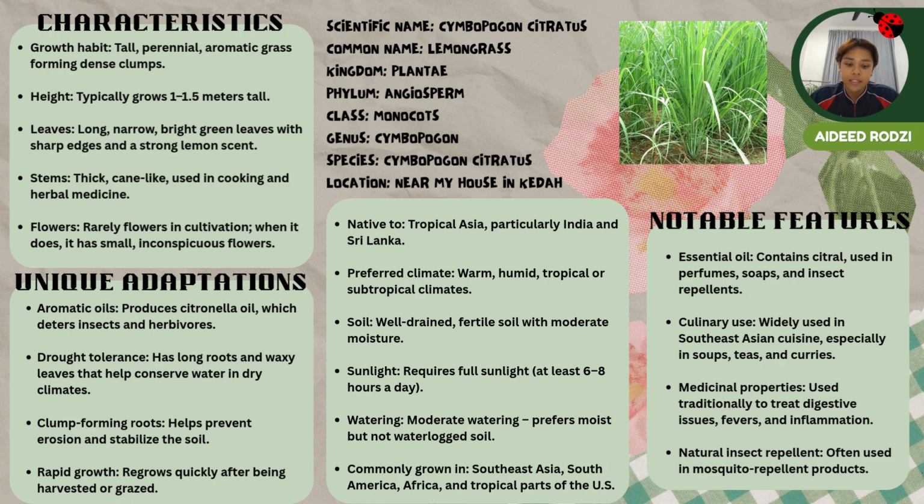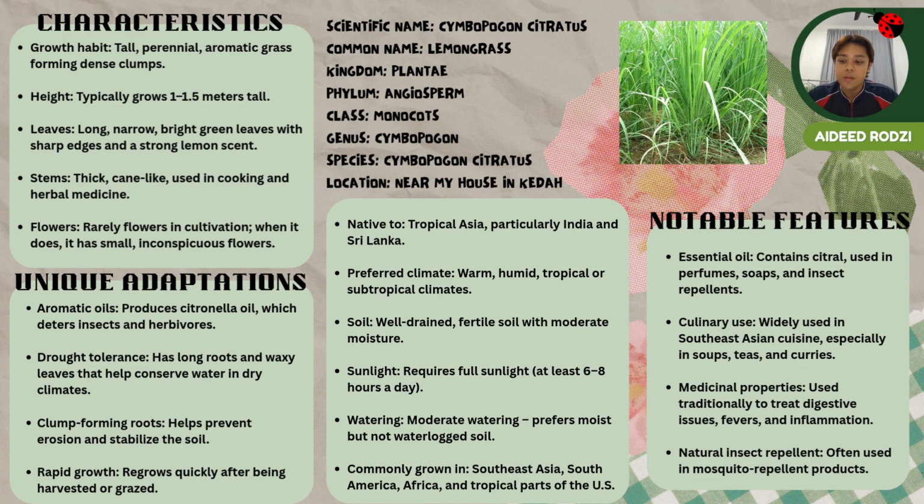Moderate watering is needed, prefers moist but not waterlogged soil, commonly grown in Southeast Asia, South America, Africa, and tropical parts of the United States. Characteristic of this plant for growth habit, it is tall, perennial, aromatic grass forming dense clumps. For height, typically grows 1 to 1.5 meters tall.